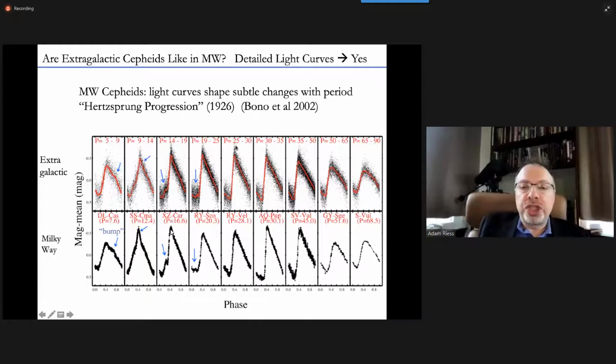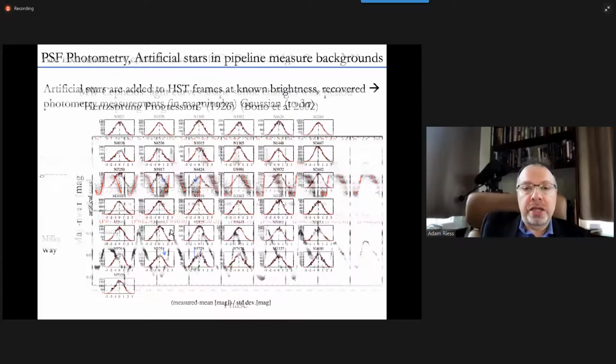And you see this whole change in the envelope of the amplitudes of these that nicely matches the Hertzsprung progression. And so this just simply answers the question people ask: is there any way that extragalactic Cepheids could be weird or just different than Milky Way counterparts? And in more detail, they really look just like the nearby ones.